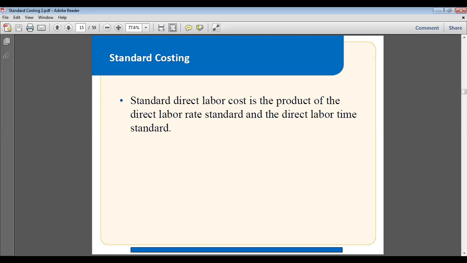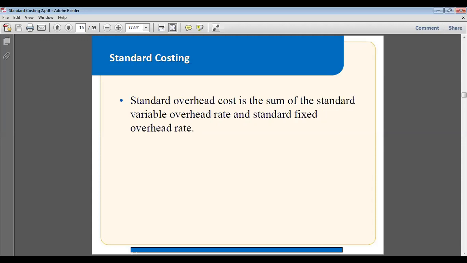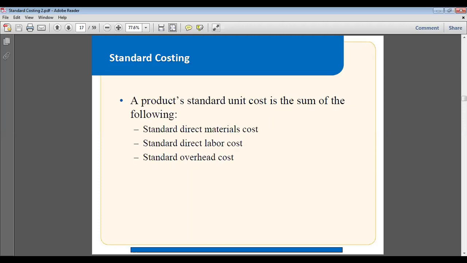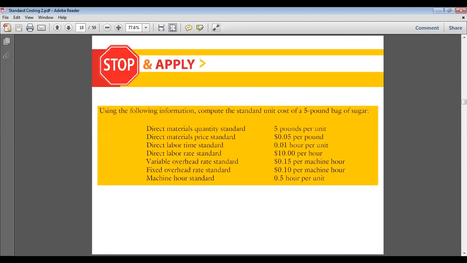Direct labor cost, at the same time direct labor time. So these are the standard overheads. These are the factors. So a product's standard unit cost is the sum of the following: standard direct material cost, standard direct labor cost, standard overhead cost. Okay. So this way we got the basic idea of standard costing, and we can note a question from here.